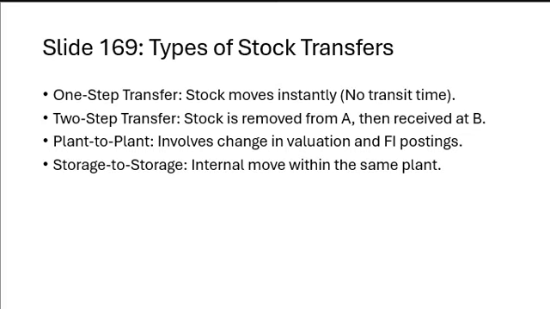Types of stock transfer. One-step transfer moves stock instantly without transit time. The two-step transfer removes the stock first and then receives it at the destination. The plant to plant transfer changes the valuation and financial posting. Storage location to storage location transfer moves stock within the same plant. Each transfer type suits different business requirements, and proper selection ensures accurate tracking and accounting.